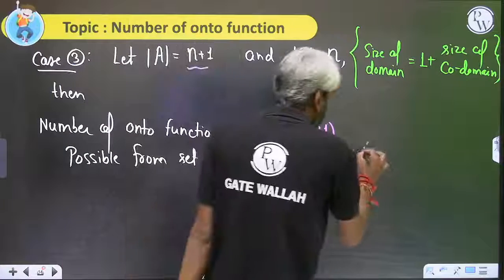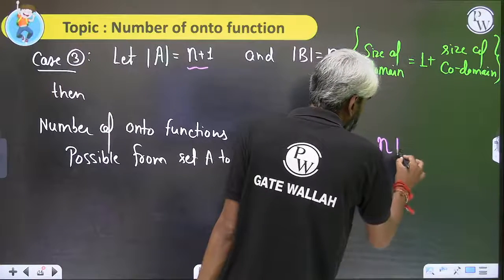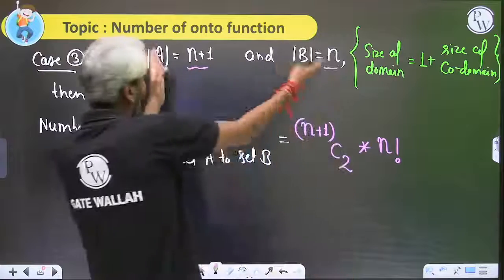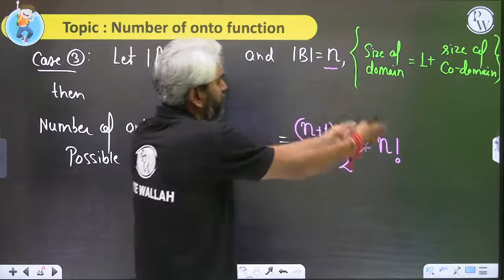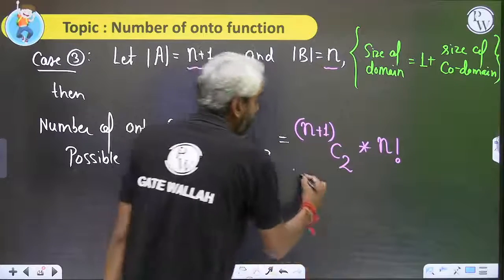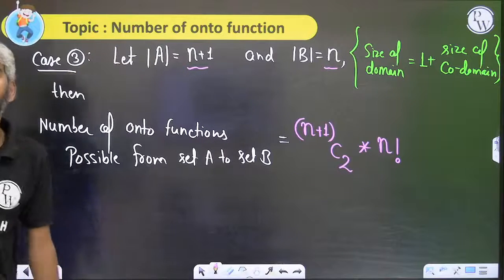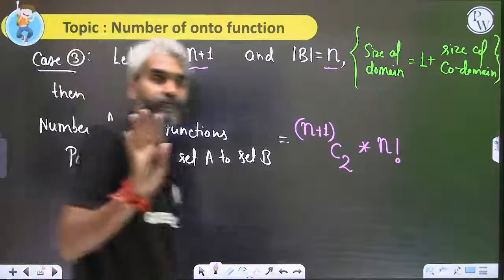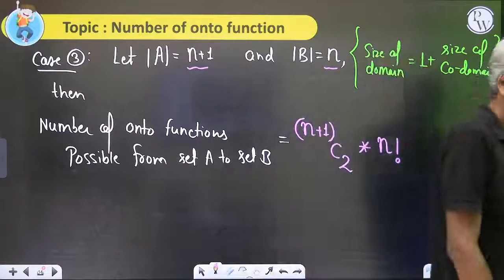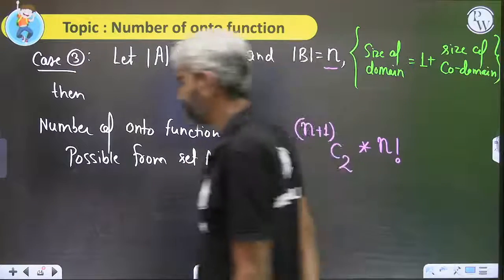So the number of onto functions possible from A to B, when the cardinalities of mod A and mod B are considered as n, will be n factorial, but those 2 elements can be chosen in n plus 1 C2 ways. Clear? Are you able to absorb this concept?